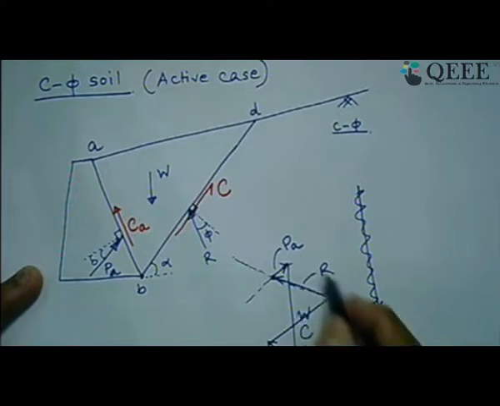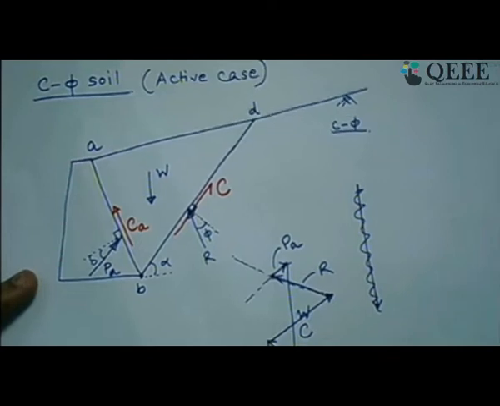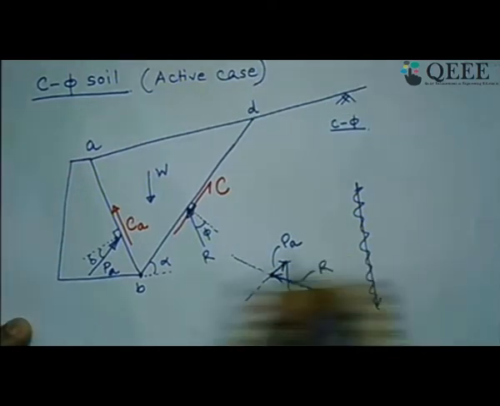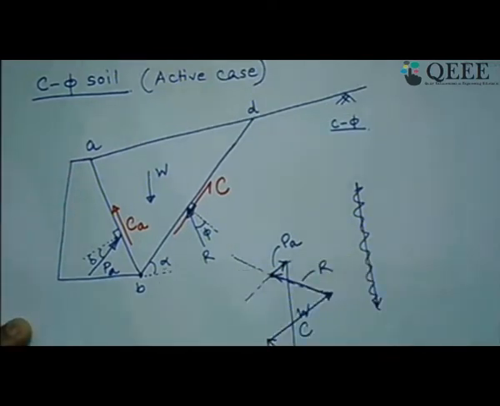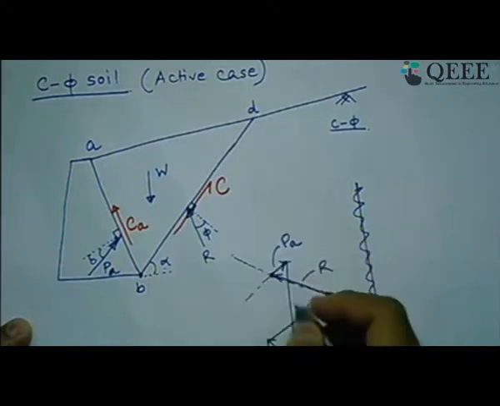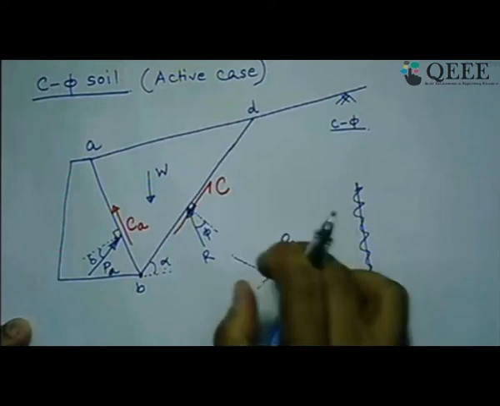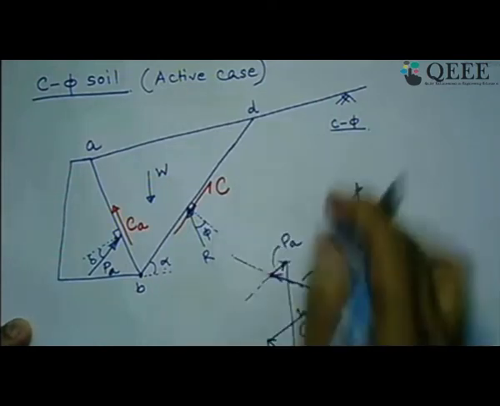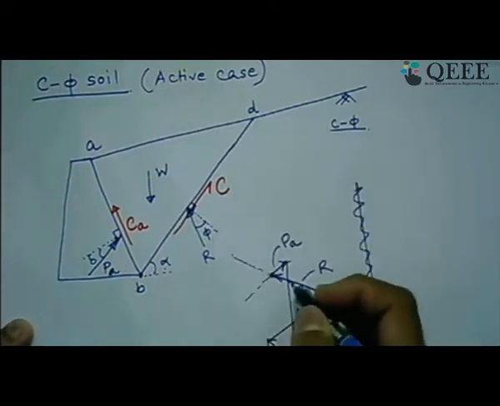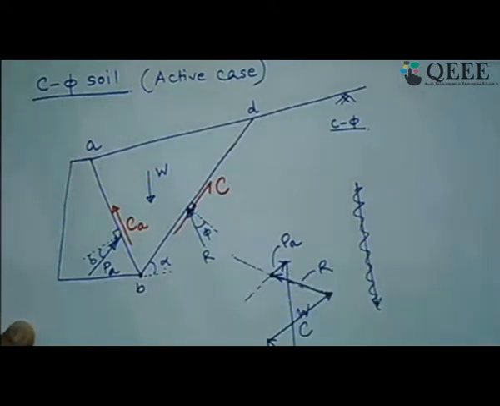So this 5-force should form a closed force polygon, and in this way you can get the value of PA for a chosen value of alpha. Now again you have to optimize this with respect to the various assumed values of alpha, and wherever you get the maximum value of that PA, that will give you the design value of PA for a C5 soil. So this is the extension of Coulomb's theory for a C5 soil, how to find the active earth pressure.